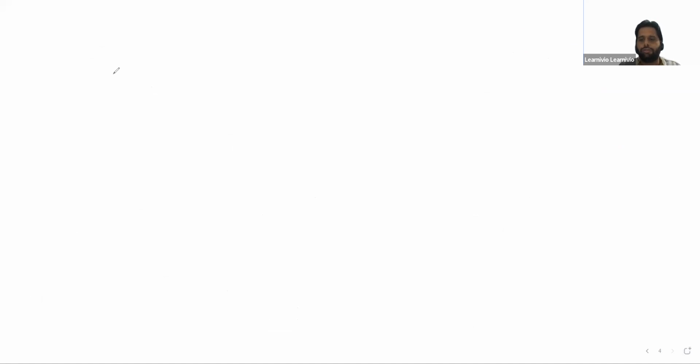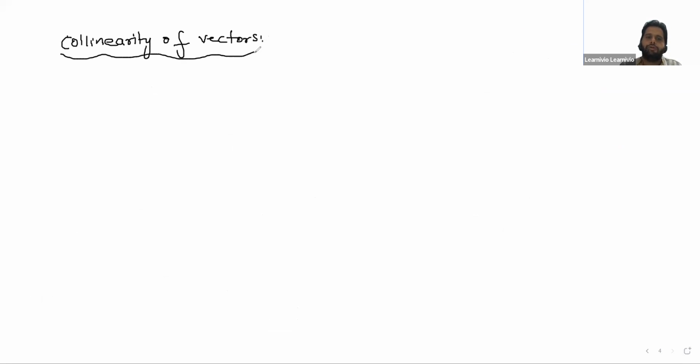Okay, so I hope this section formula is clear to you. Now the next topic is collinearity of vectors. Who can tell me, Josefa, what are collinear vectors? Yesterday we discussed collinear vectors. Can you tell me what a collinear vector is? Yes, two vectors, if they are parallel to the same line, then we will say that these are collinear vectors.